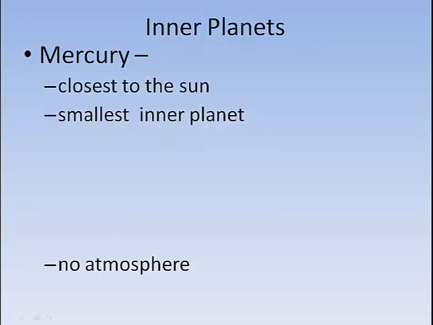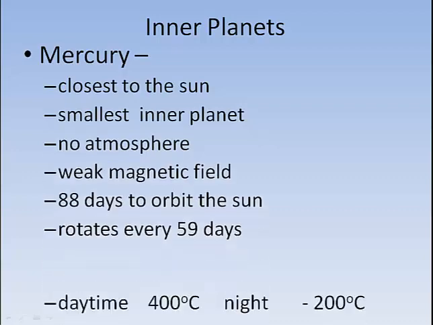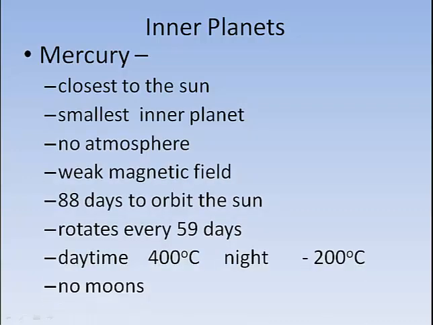So Mercury is the closest to the Sun. It's the smallest of the inner planets, which makes it by far the smallest planet. It has no atmosphere. It takes 88 days to go around the Sun, and it rotates once every 59 days. Eventually, it'll rotate at the same rate that it orbits, and one side of Mercury will always face the Sun.